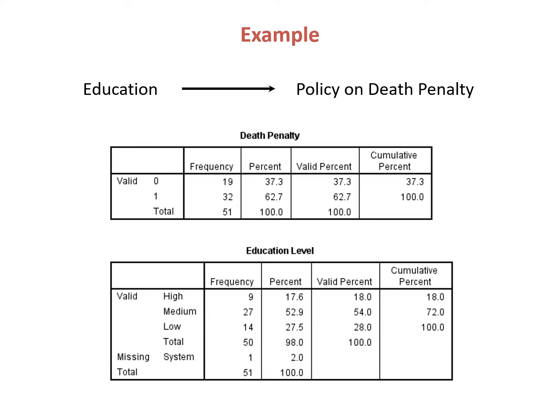Our dependent variable is a binary variable on whether a state has the death penalty. The state is coded 1 if it has the death penalty and 0 if not. 32 states, 63%, have the death penalty.